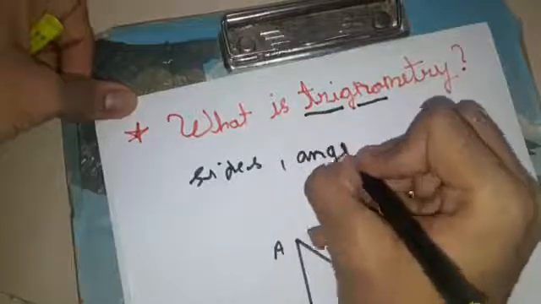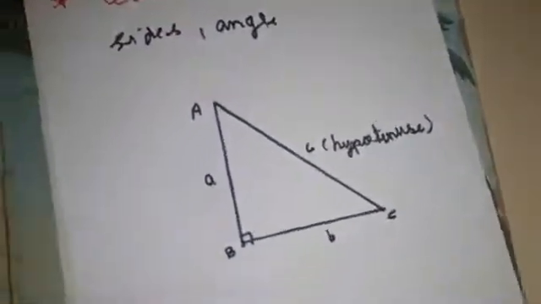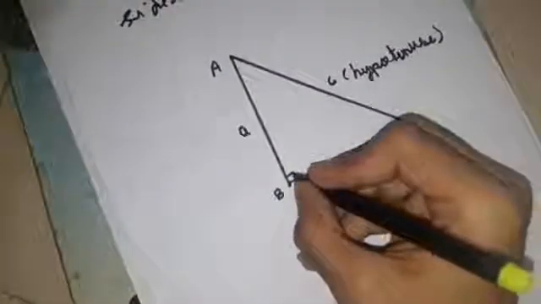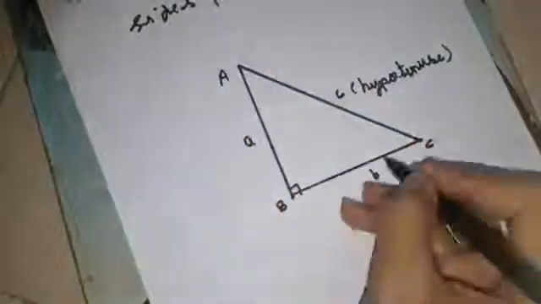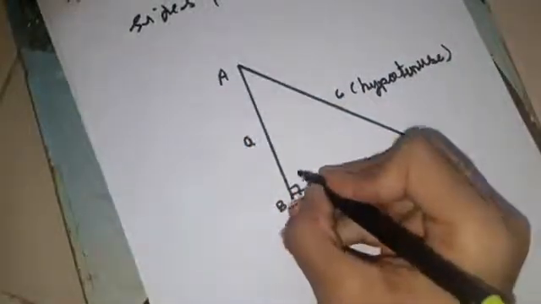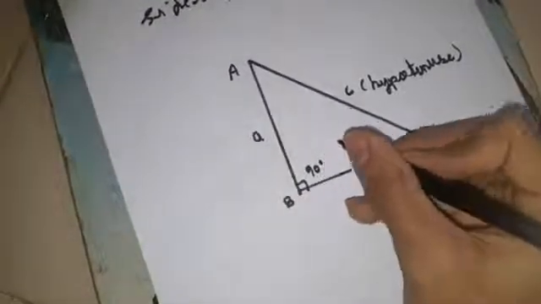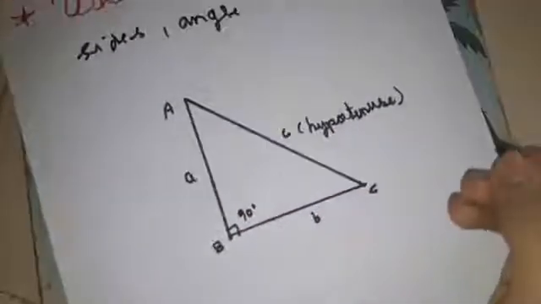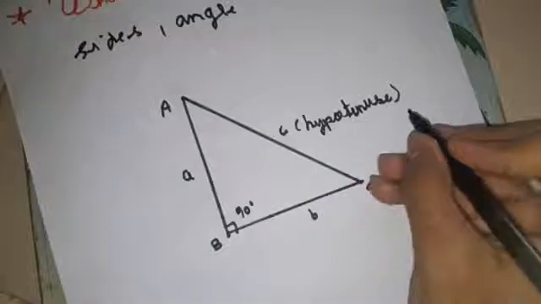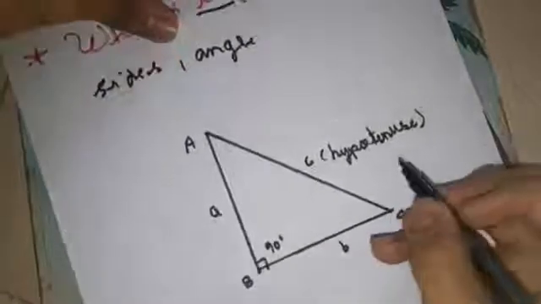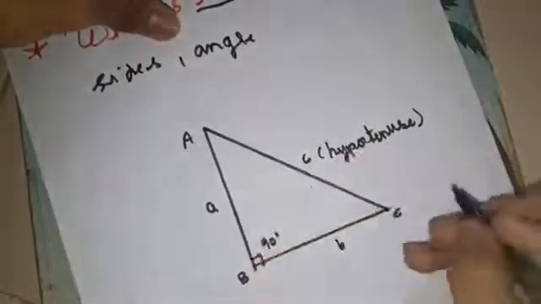Let us see it with a diagram. It is only a right angle triangle. Right angle triangle means one angle is 90 degrees. Here angle ABC is 90 degrees. Remember, the side opposite the 90 degree angle is called the hypotenuse. You might remember the Pythagoras theorem: the hypotenuse square is equal to side 1 square plus side 2 square. The longest side is called the hypotenuse.